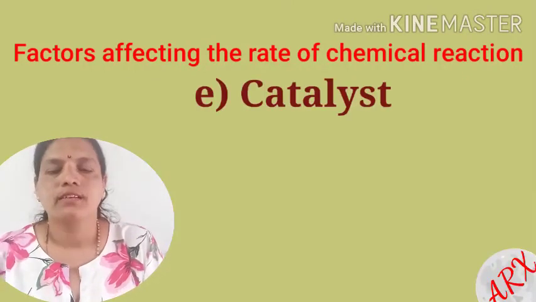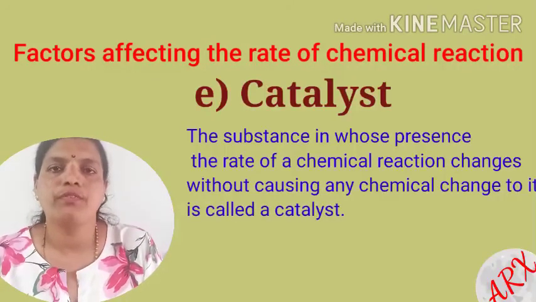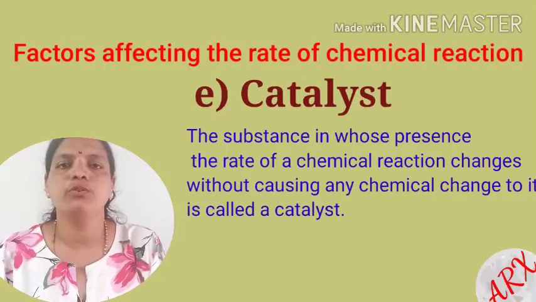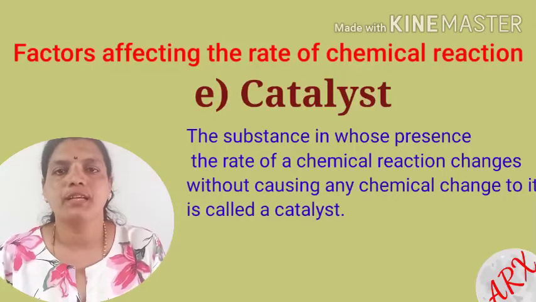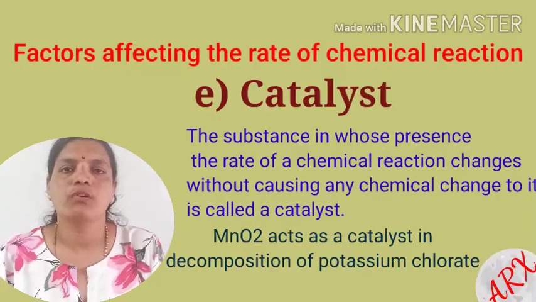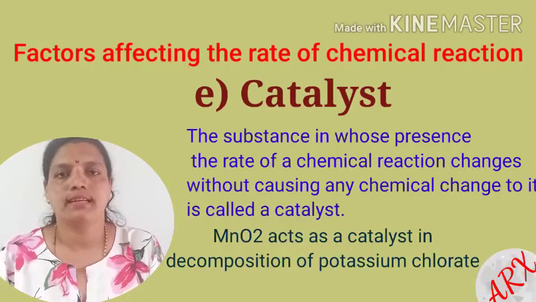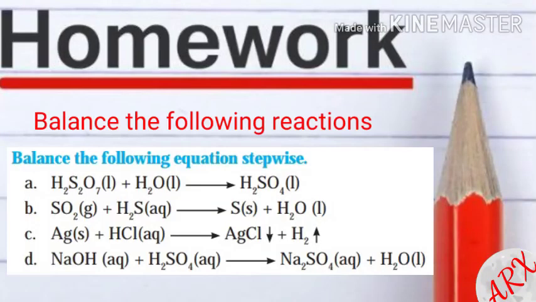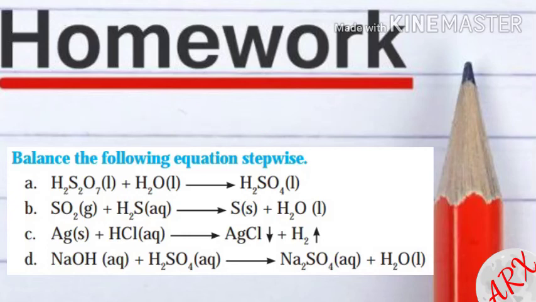Next, catalyst. To speed up the rate of reaction, it is necessary to use a catalyst. For example, in preparation of oxygen, manganese dioxide is used as a catalyst. Now students, today's homework is to balance the following reactions.